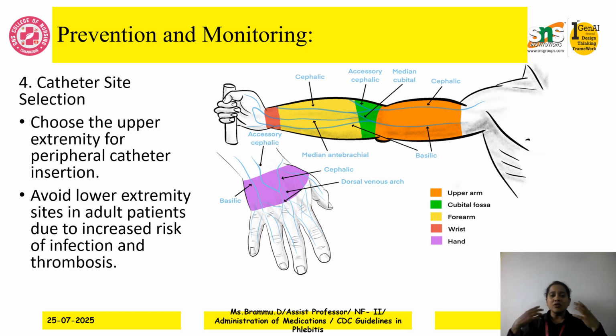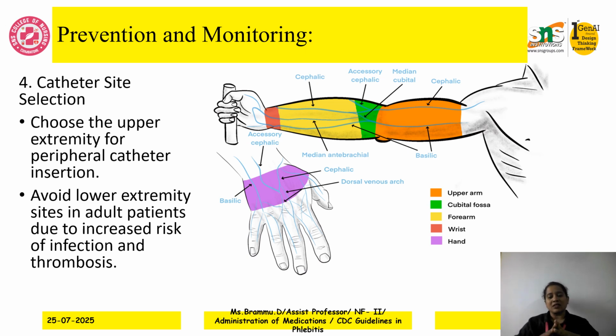Because whenever you do n number of insertions at one site, you are actually thrombosing that particular area. So in case of an emergency, all the peripheral access has failed. That's the reason you select the vein according to the patient, according to the individual.